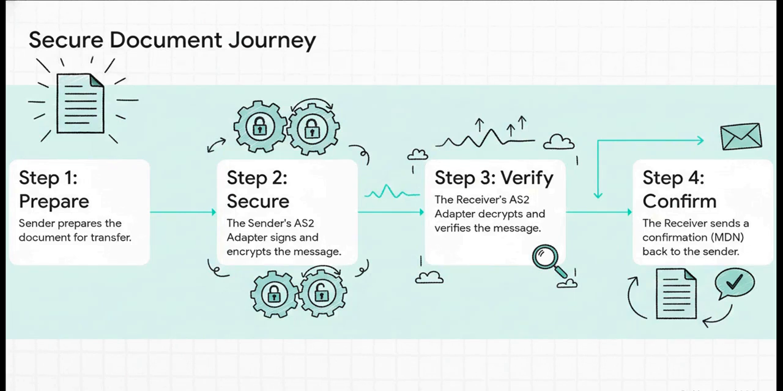So if we put it all together, the journey looks just like this. The sender gets the document ready, their AS2 adapter packages it all up, it signs it and encrypts it, then it travels across the internet to the receiver, whose adapter does the exact reverse. It decrypts and verifies it. And finally, that last step, the receiver sends back that signed confirmation, the MDN, and that completes the loop.